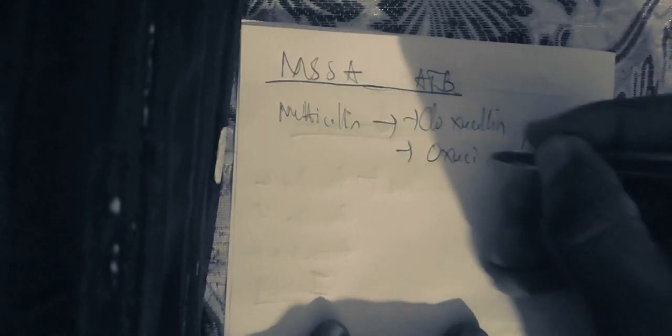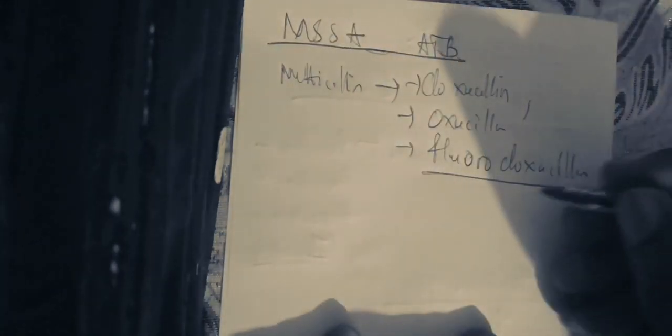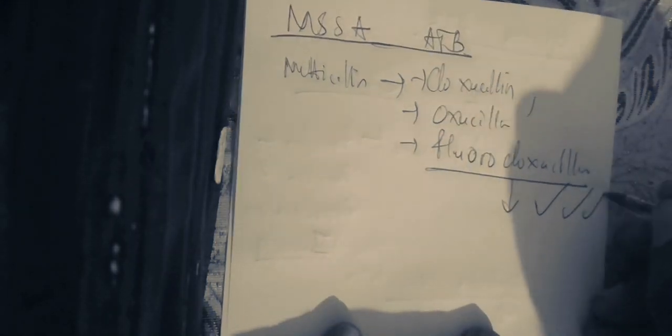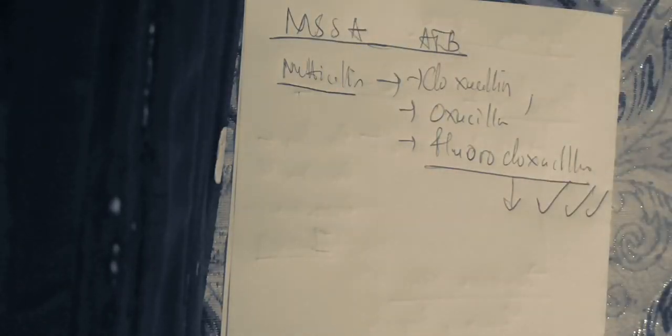You have oxacillin, and you have flucloxacillin. Peculiarly, flucloxacillin is easily diffusible. That is why it is the best among this oxacillin family of methicillin-type drugs. Is it clear? Flucloxacillin is easily diffusible in tissues, so it can easily penetrate and result in the disruption of the infection.